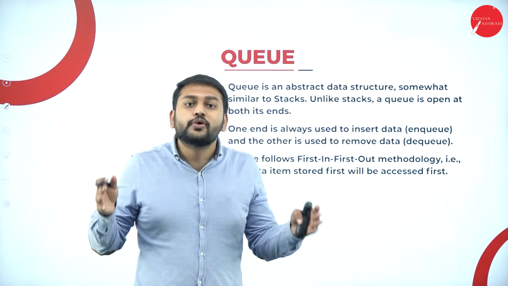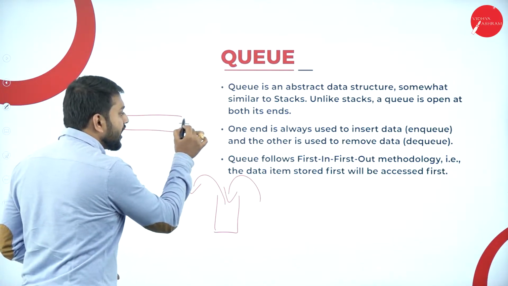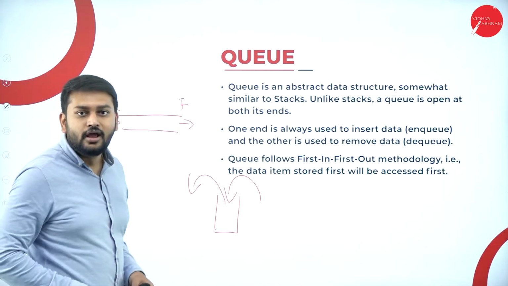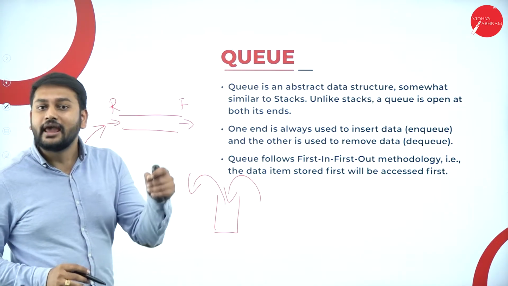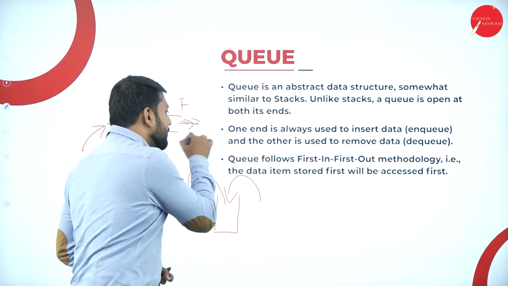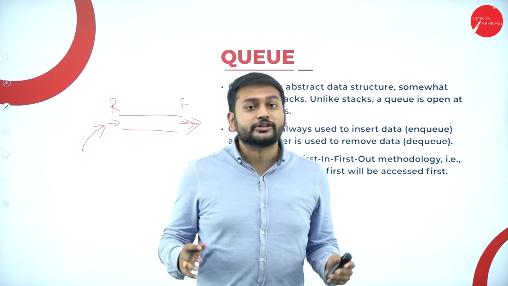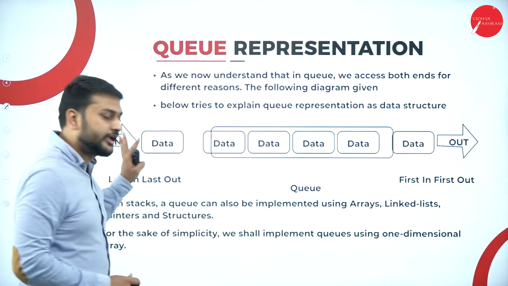We have two ends in the queue. I will treat this as a queue. This is what I will call the front end, and this is what I will call the rear end. Always, data insertion will happen at the rear end and deletion will happen at the front end. That's a major difference that you need to remember with respect to the queue. I will be explaining that with this diagram.